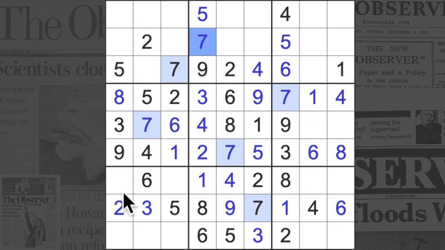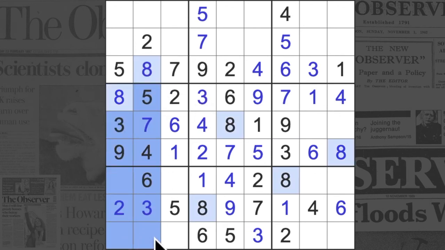Right, now this 3 blocks this square here. We need a 3 in this row, so the 3 has to go here, and the last number here is an 8. Then we can say 8 blocking down here and across here like this puts an 8 into that square there.